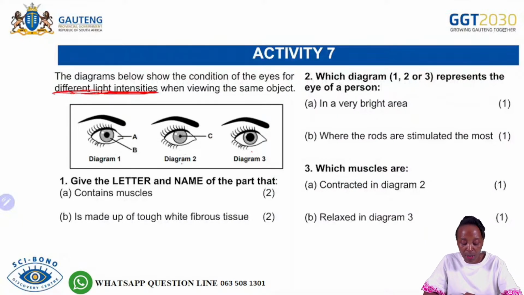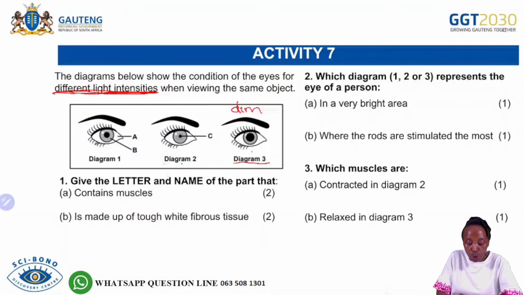Now try to see what is going on. If you look at diagram 3, the pupil is dilated. So we can conclude that this diagram is viewing an object, but in what kind of light? In dim light, because it is highly dilated.